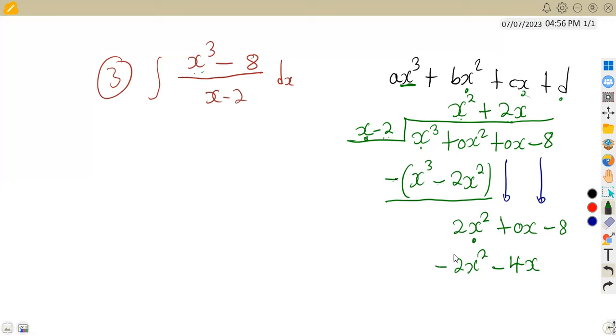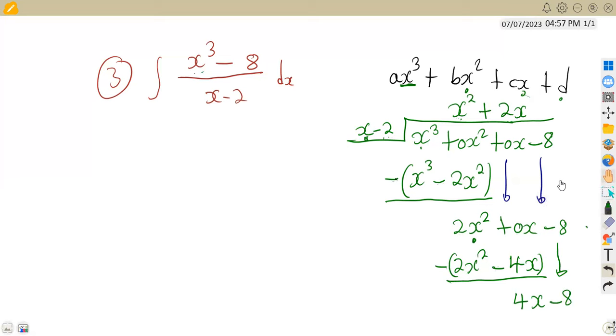Whatever that you get here, we subtract. So we're going to subtract, meaning to say, here we're going to have 2x squared minus 2x squared, which is a 0 there. Then this part, it's a 0 minus minus. We're talking about where there's x. So it's 0 minus minus, which is a plus. So that will be plus 4x. We drop the remaining term, which is a negative 8 in this case. So the remaining term here is a negative 8.